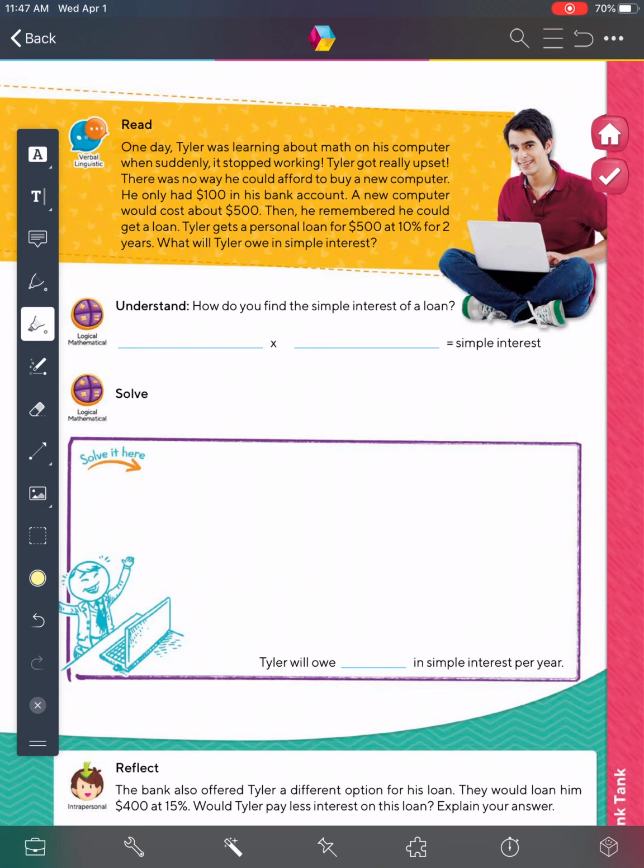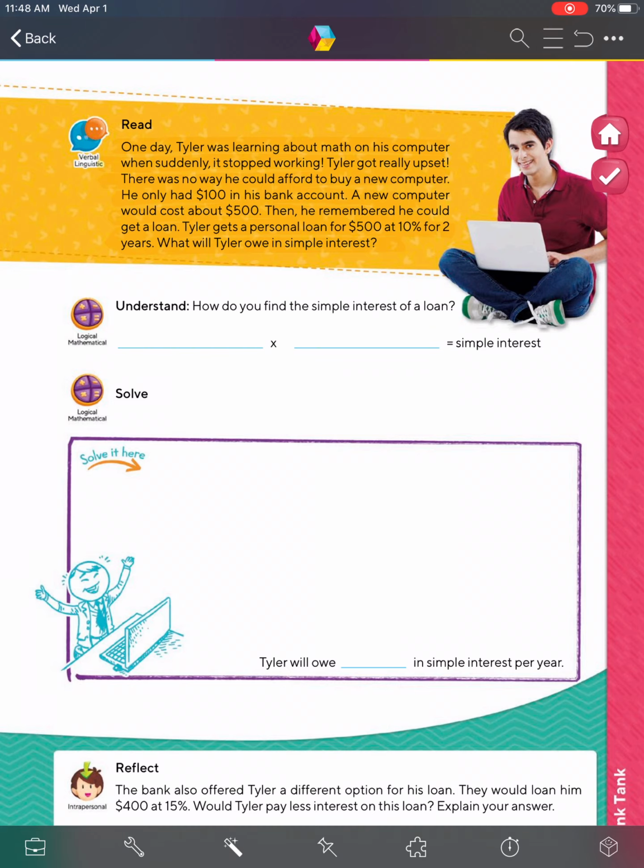One day, Tyler was learning about math on his computer when suddenly it stopped working. Tyler got really upset. There was no way he could afford to buy a new computer. He only had $100 in his bank account. A new computer would cost about $500. Then he remembered he could get a loan. Tyler gets a personal loan of $500 at 10% for 2 years. What will Tyler owe in simple interest?